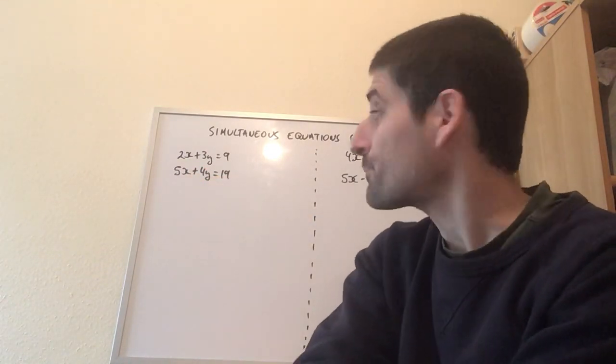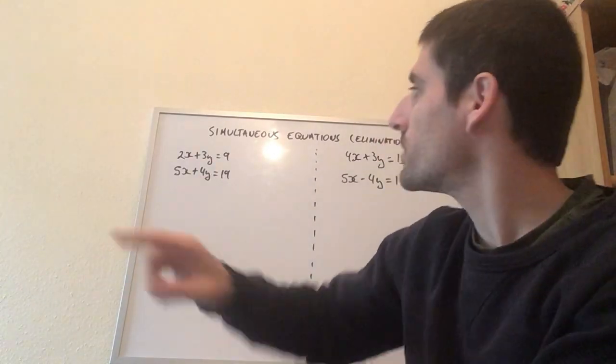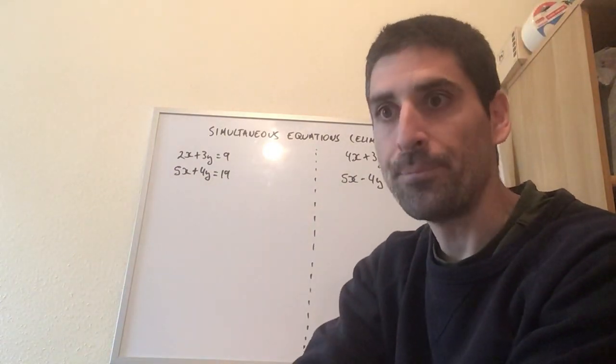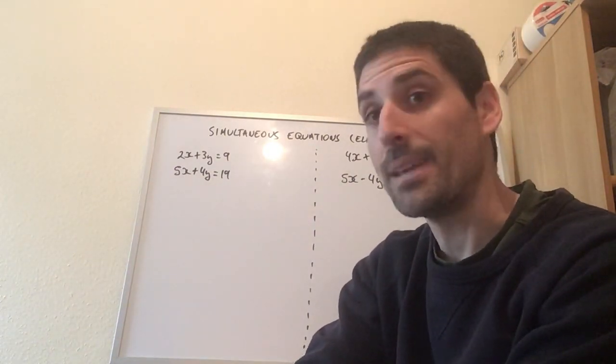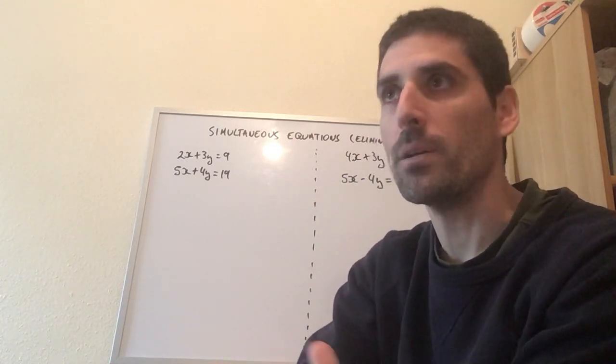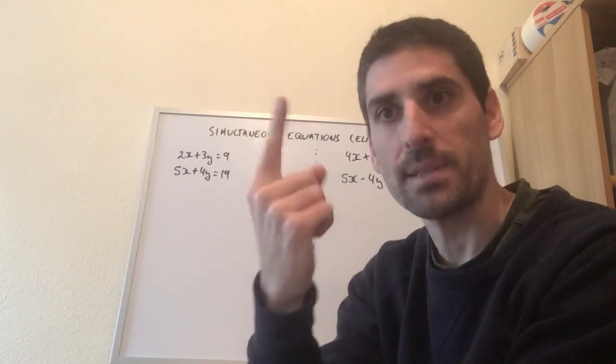Now remember, when we solve simultaneous equations by elimination, we want to have the same amount of x's or y's in both equations. And typically what we did before is that we would multiply one equation in order to have the same amount of x's or y's. That was step number one.